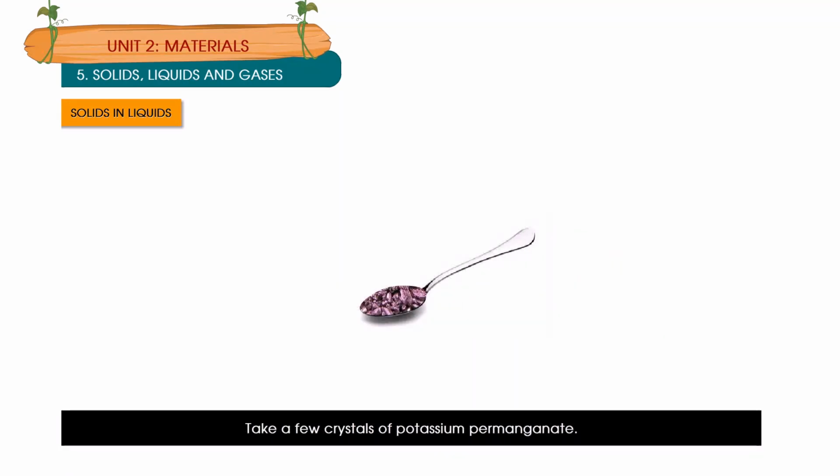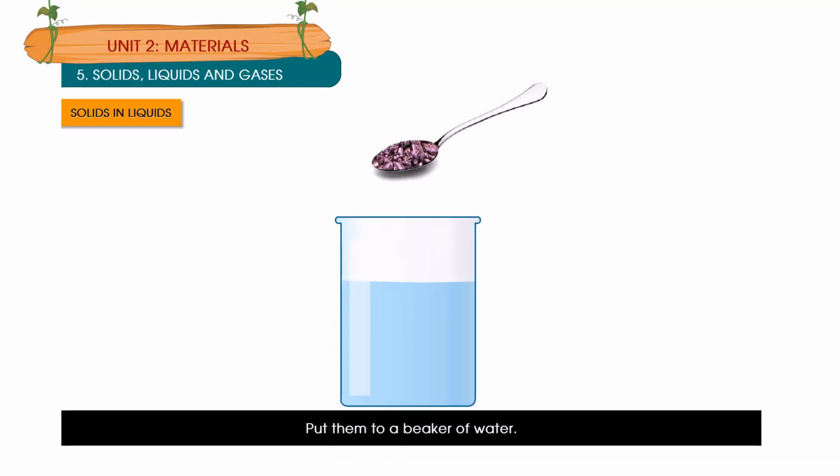Take a few crystals of potassium permanganate. Put them in a beaker of water. See how the color spreads. Is it soluble in water?